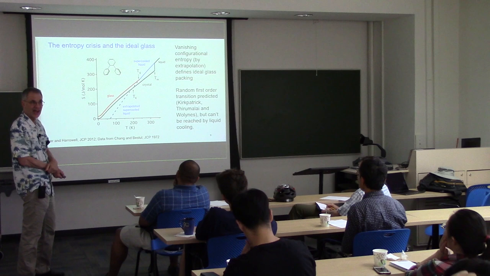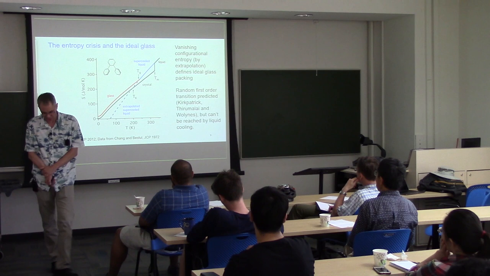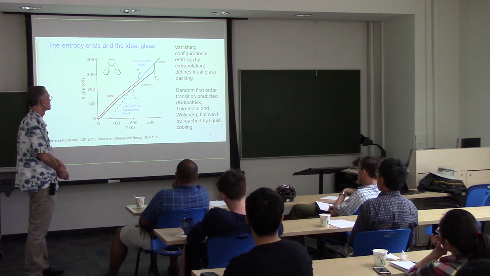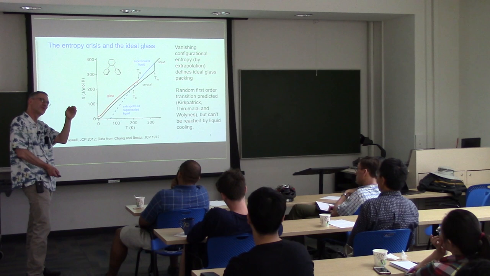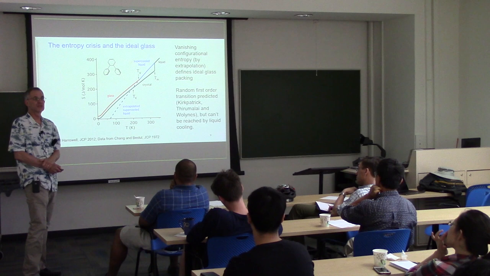And there is a theoretical construct called the random first order transition theory, which has lots of aspects, but has this at its core. The claim of that theory would be that if you could cool a supercooled liquid infinitely slowly, you would get to this ideal glass state. But we're rescued by kinetics, usually, if we're trying to get there from the liquid.